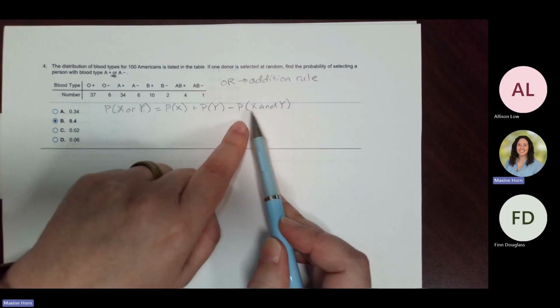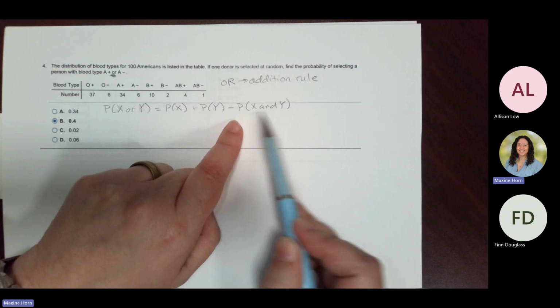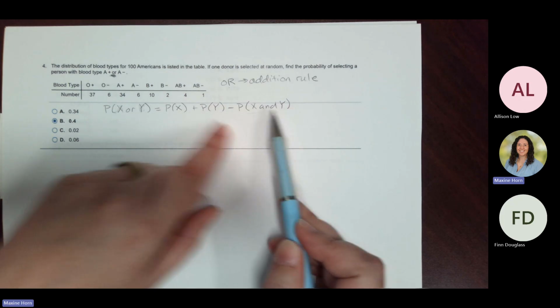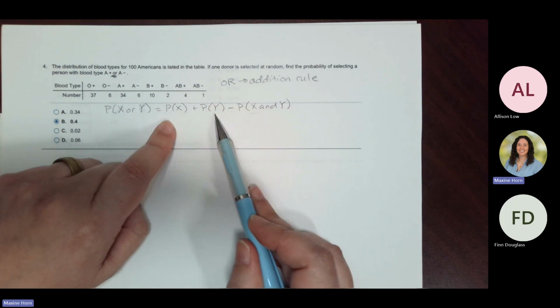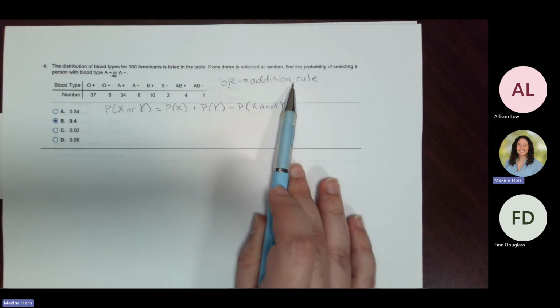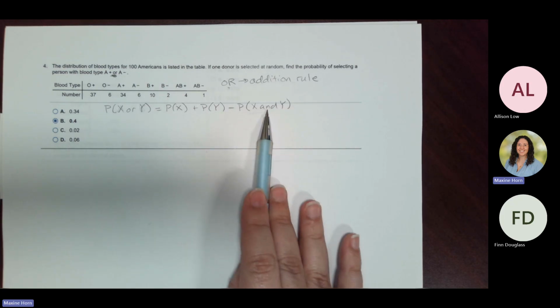But sometimes this is not a thing that actually occurs. Like sometimes X and Y don't overlap. There is no overlapping of the two things. And so you end up just adding the two together. So again, if you see that word or, that tells you you're going to use the addition rule. And this is the addition rule. Add them up, subtract where they overlap.